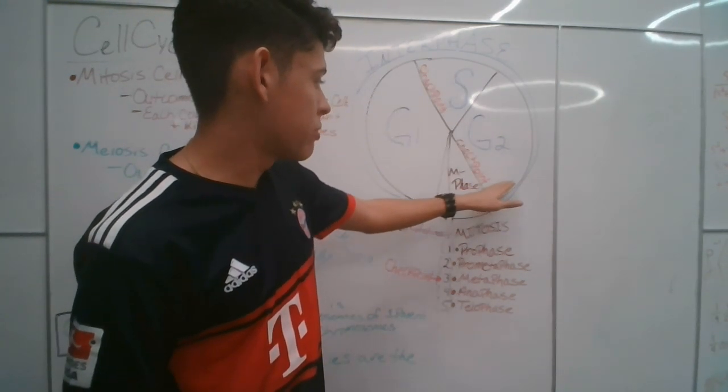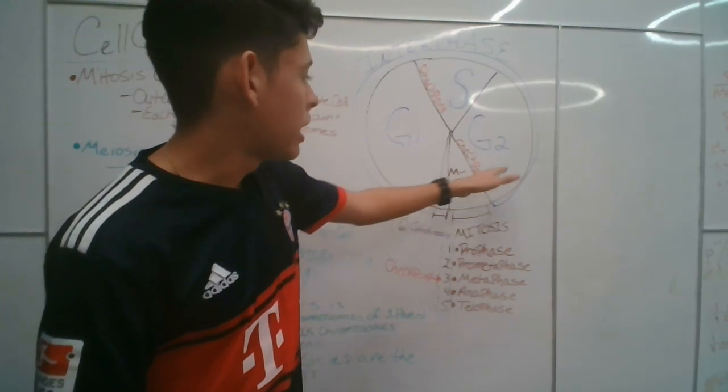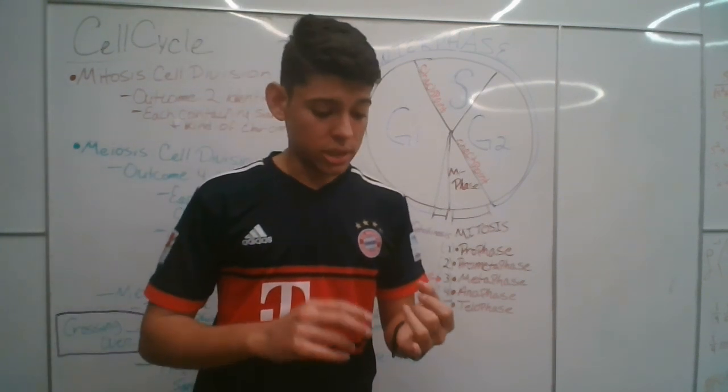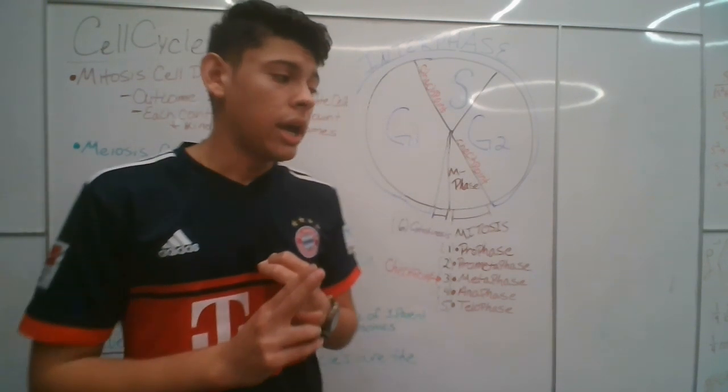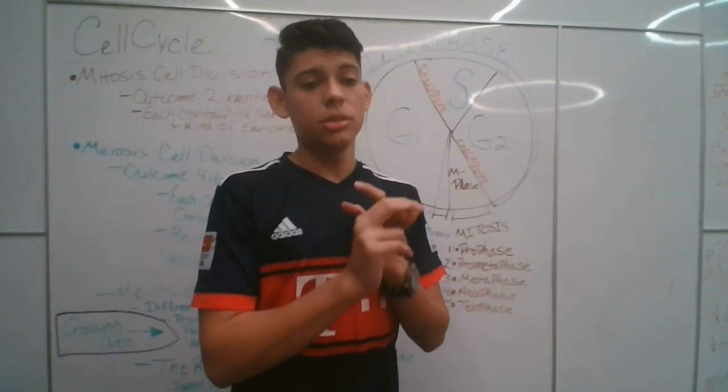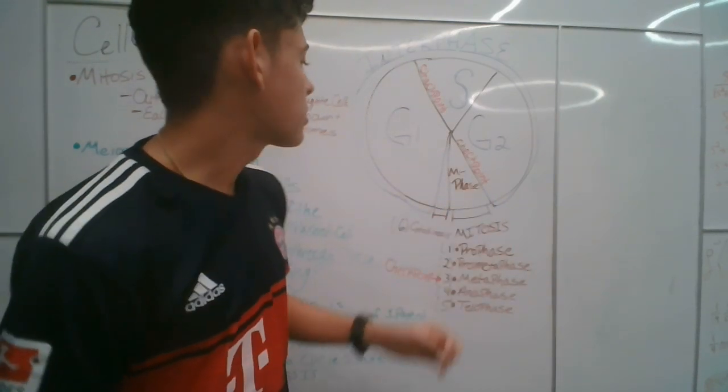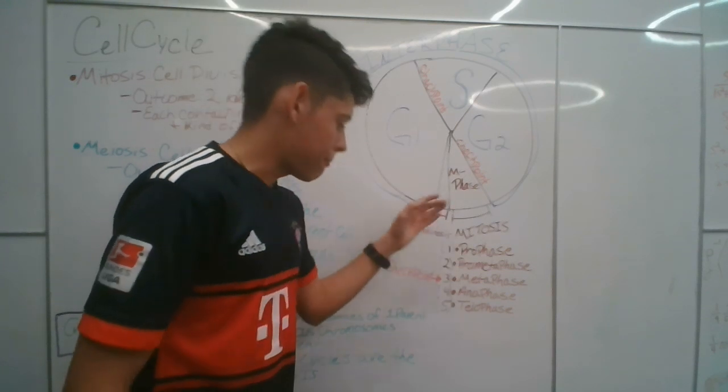So there's another checkpoint before going into the M phase. And this checkpoint is to make sure that the cell does not contain any toxins, that the DNA has not been mutated, and then it has a sufficient amount of energy to go into the M phase. So in M phase, we have 5 sections.